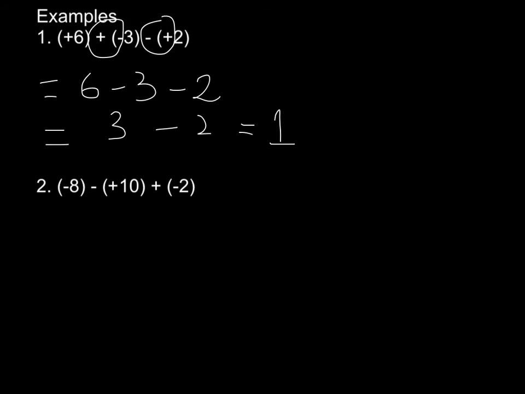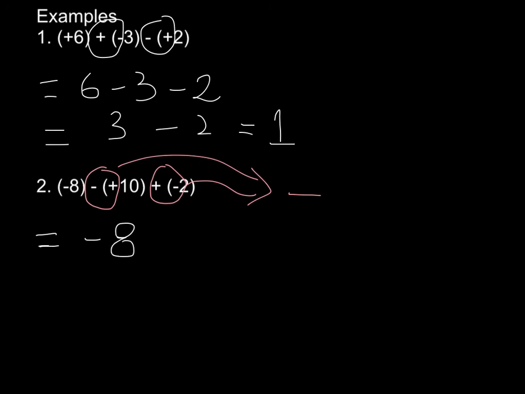Now let's take a look at the second example. It's more or less the same if you look at this part. Both of them will become minus. But in this case, we start at the number -8, a negative number. -8 minus 10, and then minus 2.